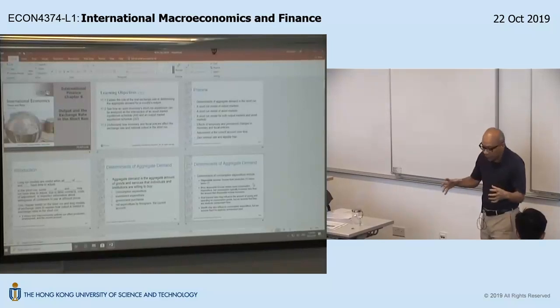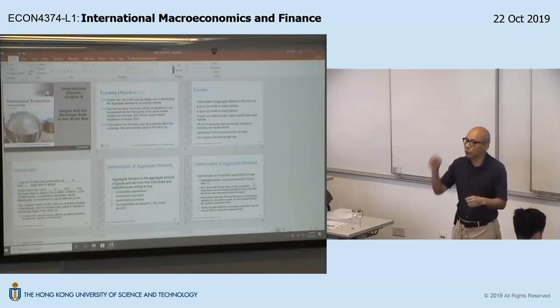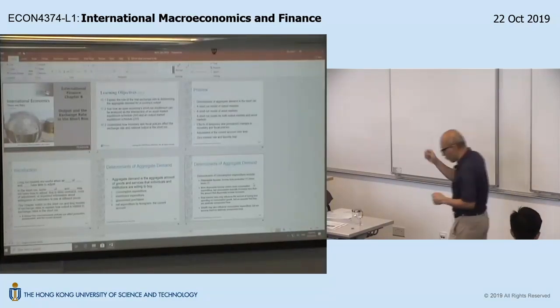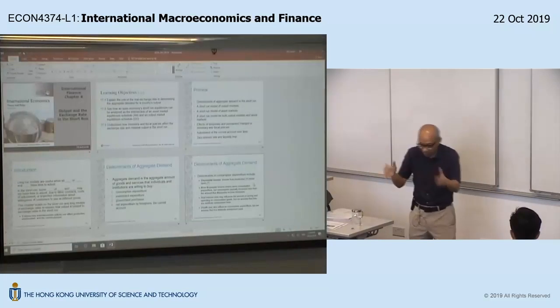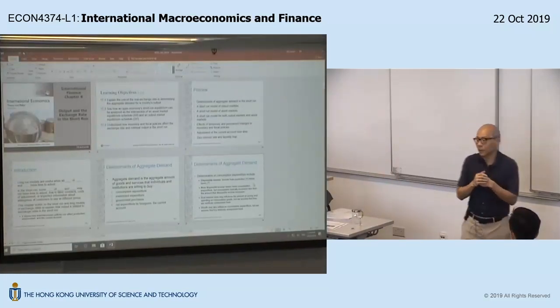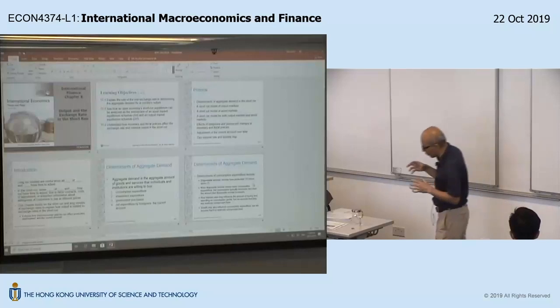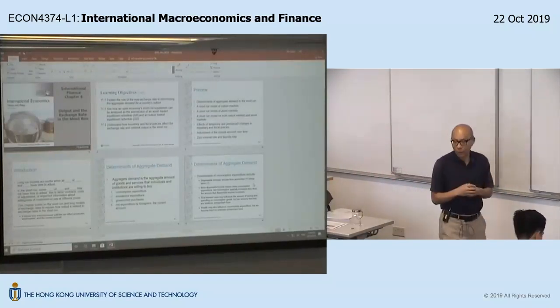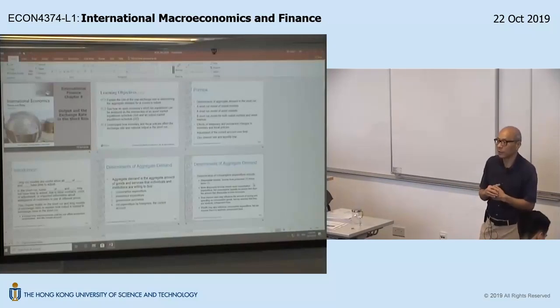But in the open economy, aggregate demand has one more component, which is net export, export minus import. So that is one more component to aggregate demand, the net export. And net export is directly related to the exchange rate. That's why exchange rate is so important when we study open economy macroeconomics, okay?